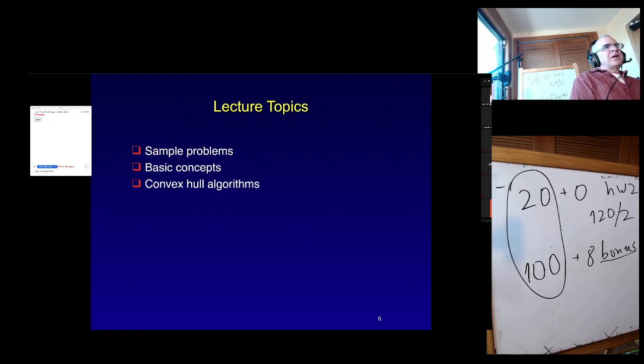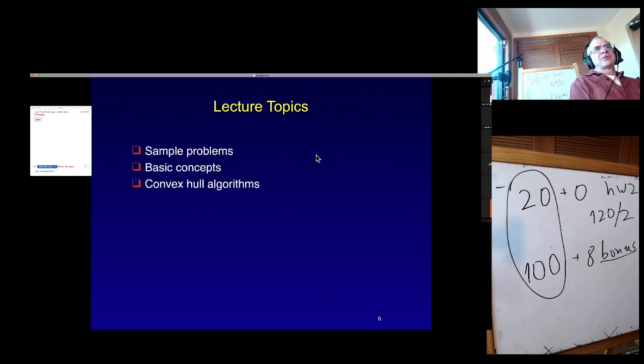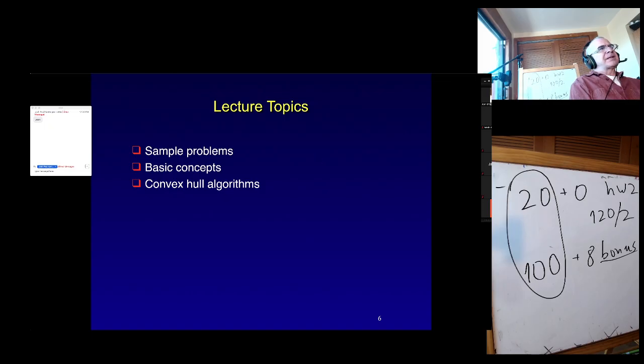Okay, what are we going to do today and probably next meeting? A few problems to give the gist of the fundamentals of computational geometry, some basic concepts, and a few of the simple convex hull algorithms.